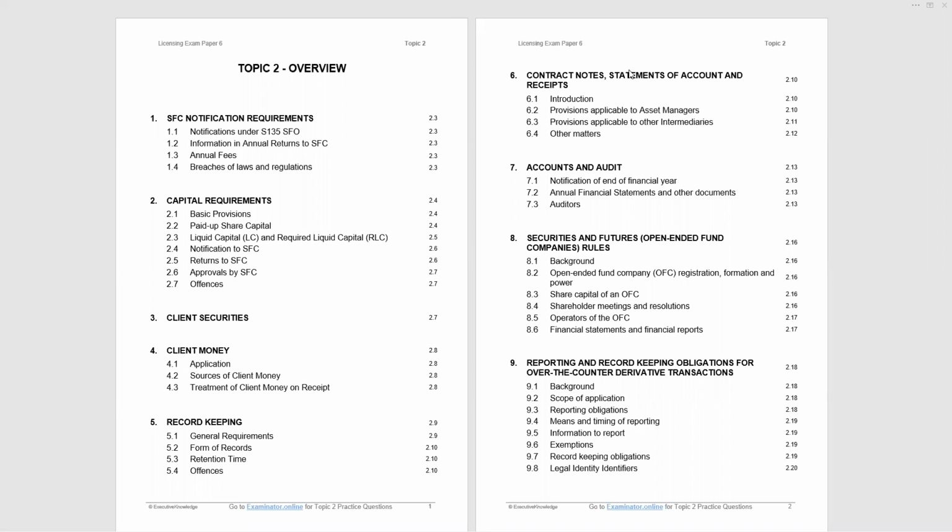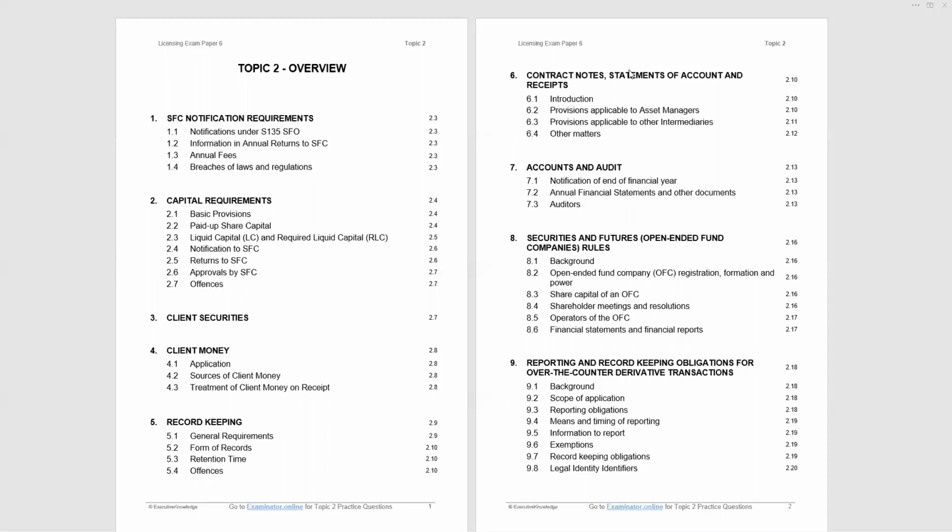Now this is an important topic for paper 6 because it is nowhere near as much material as topics 1 and 3. Now topics 1 and 3 are heavily examined at paper 6, especially topic 3. Topic 2 is not as heavily examined, but is still significant. I reckon you're going to see between 7 to 9 questions.